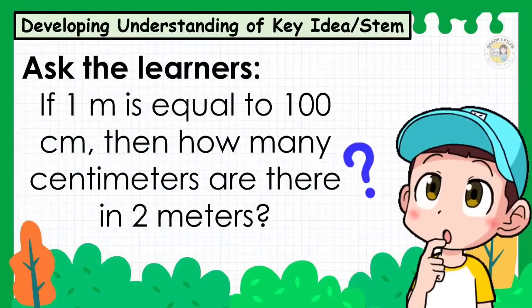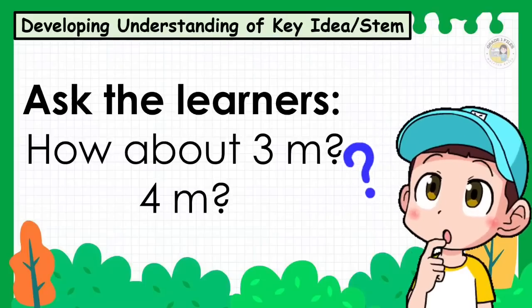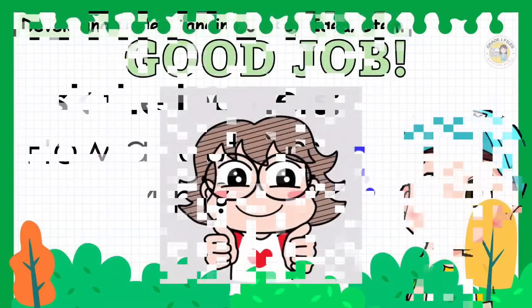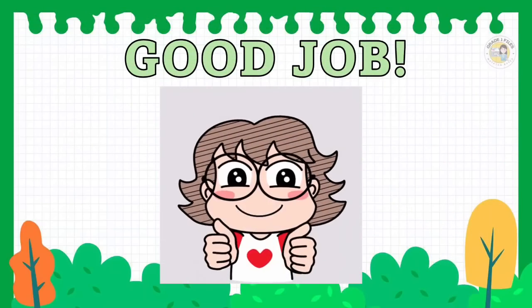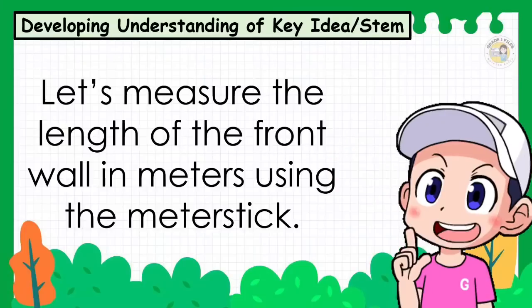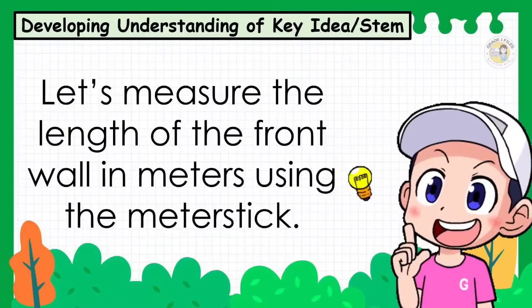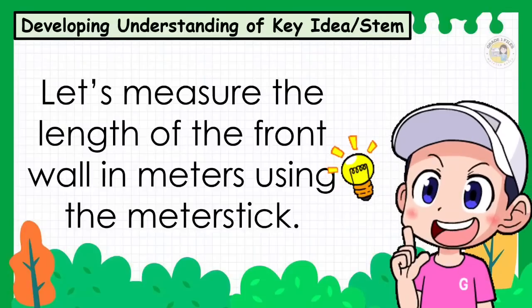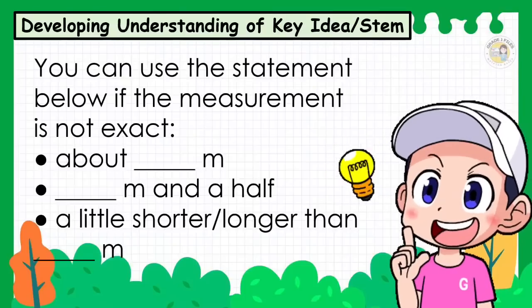If 1 meter is equal to 100 centimeters, then how many centimeters are there in 2 meters? How about 3 meters and 4 meters? Let's measure the length of the front wall in meters using the meter stick. You can use the statement below if the measurement is not exact.